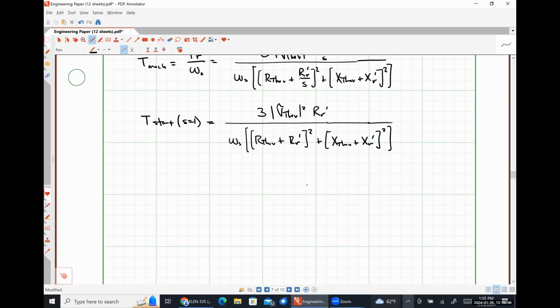So effectively what we're doing is we're saying the slip which causes maximum torque will occur whenever the derivative of the power delivered to our rotor with respect to slip is equal to 0.